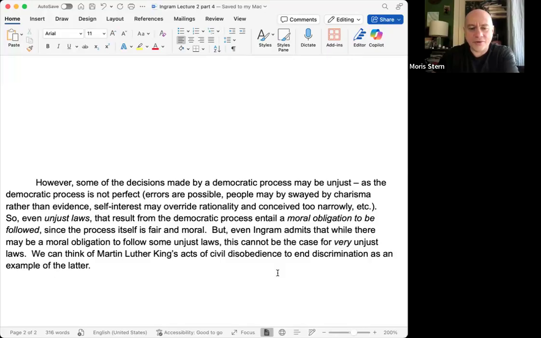We can think of Martin Luther King's acts of civil disobedience to end discrimination codified in law as an example of the latter, not following unjust laws, however much there may be an obligation to do so if those laws arise within the context of democracy.